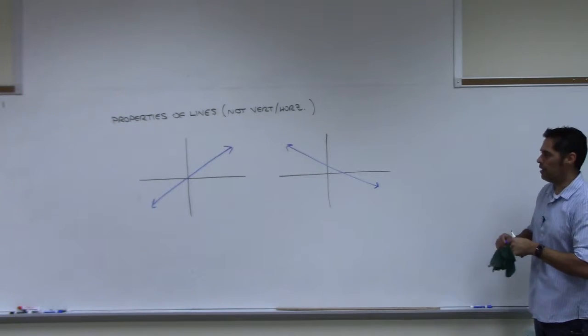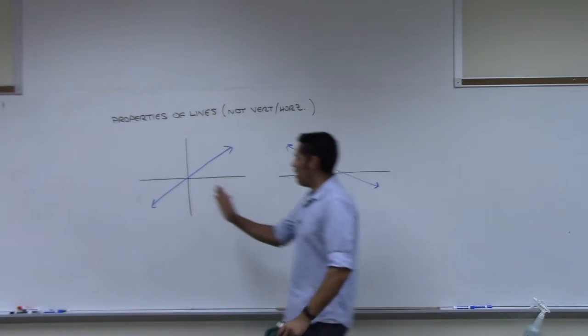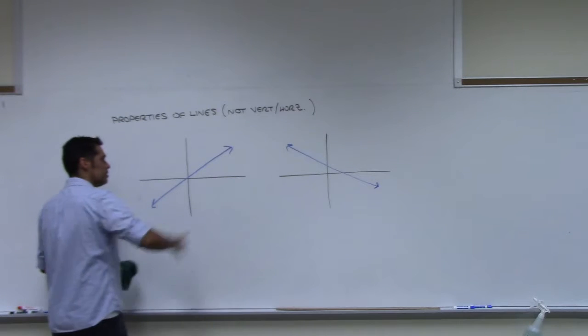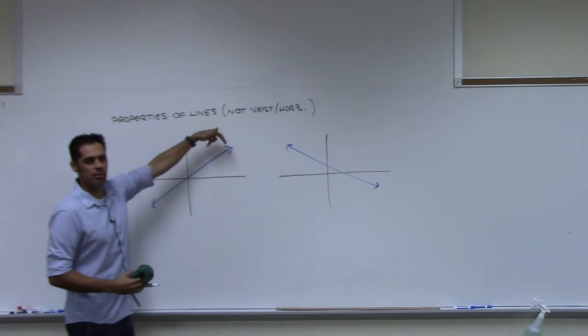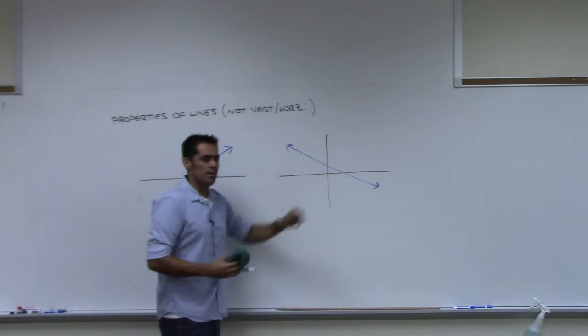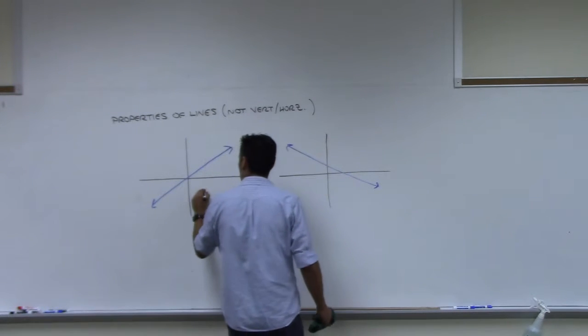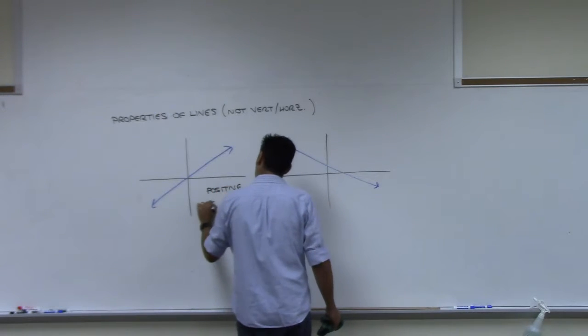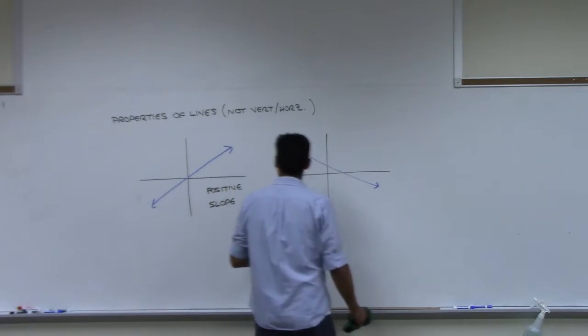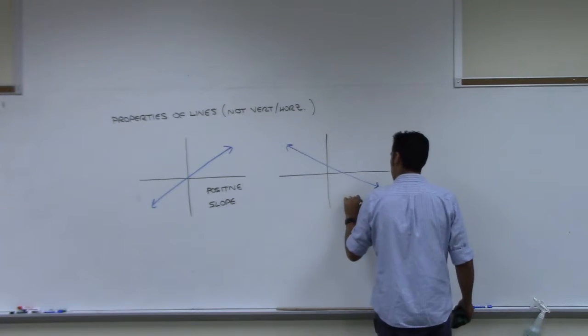As you know, when we read books, we read left to right. If you were to be moving from left to right here, you would actually be going up, wouldn't you? And then here you'd be going down. So with this case, we say that this line has a positive slope. And here we say this line has a negative slope.